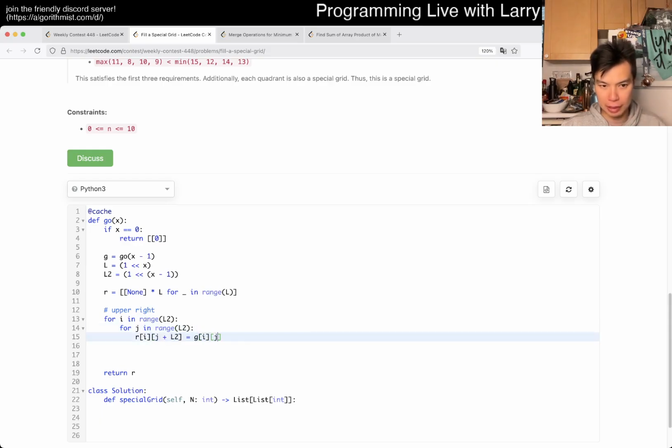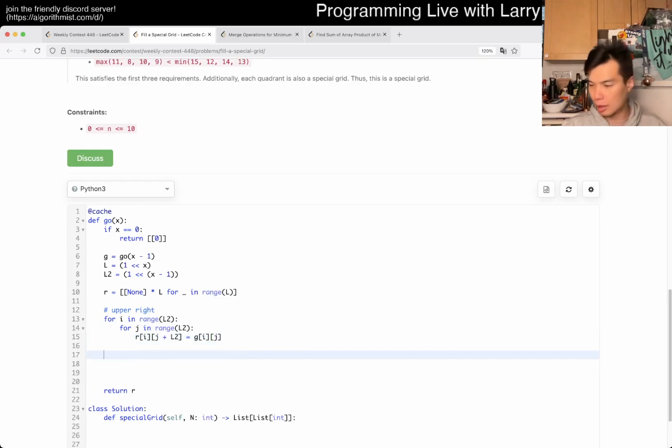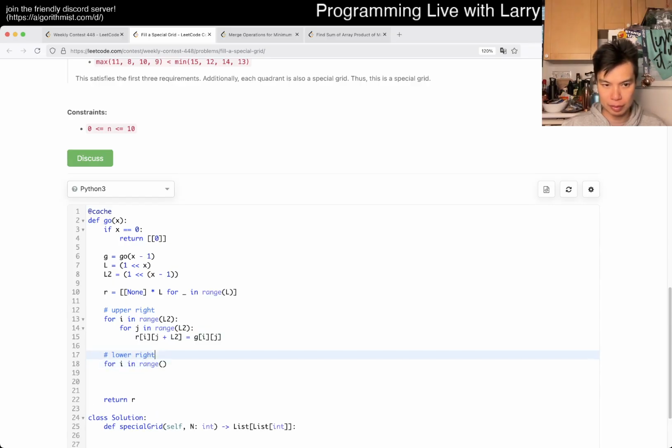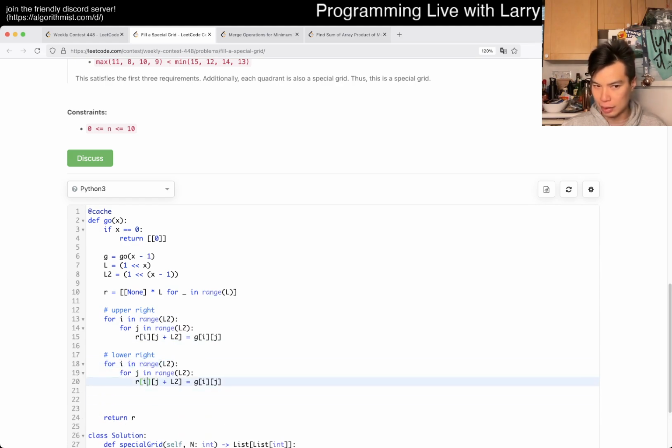G of ij, right? And then lower right. Guess we just do the same thing, really. But then now the offset is plus L2. Is this plus offset is going to be L2 times L2? Yeah, okay, fine.